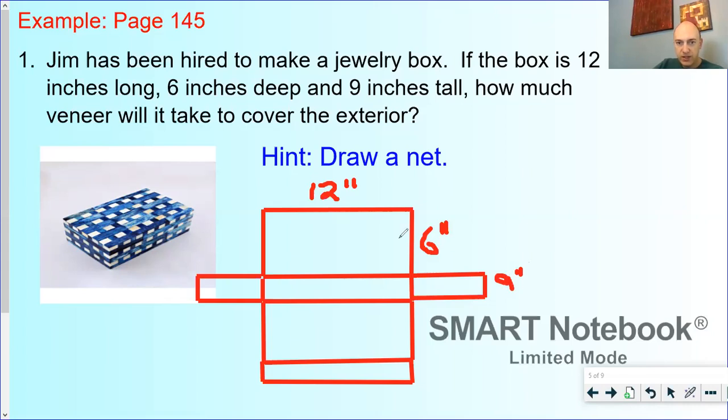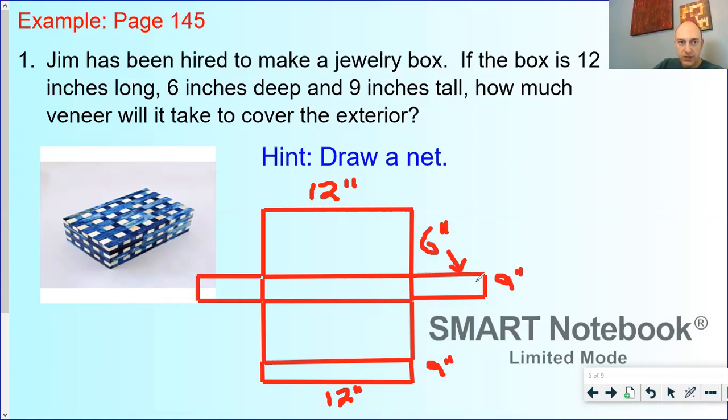So this is 12 by 6. This length again here is also 6 inches because when you fold this together, these two sides match up. Right, so our 12, 6, and 9 go that way. This is also going to be my 9 and my 12.